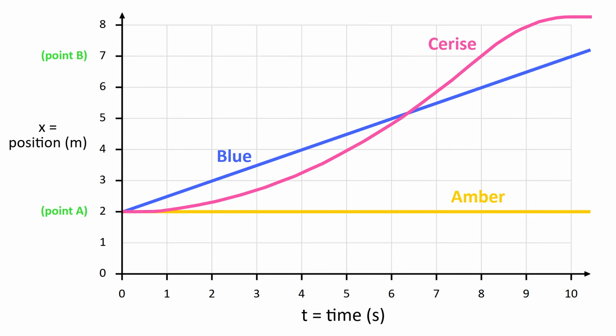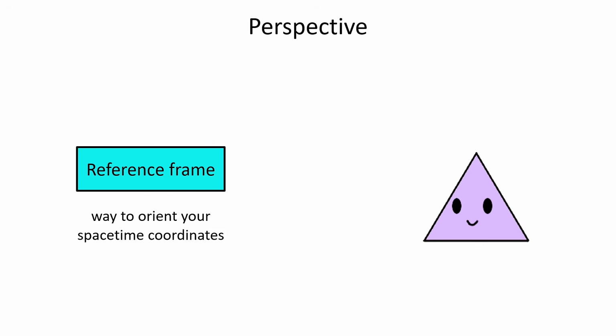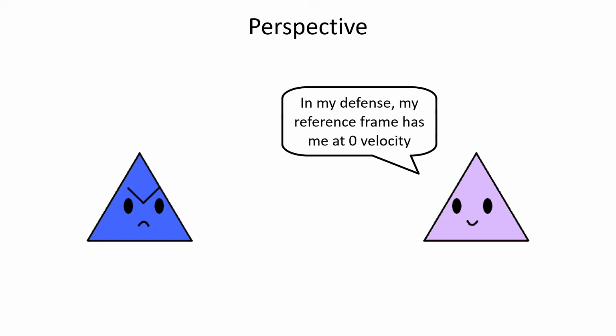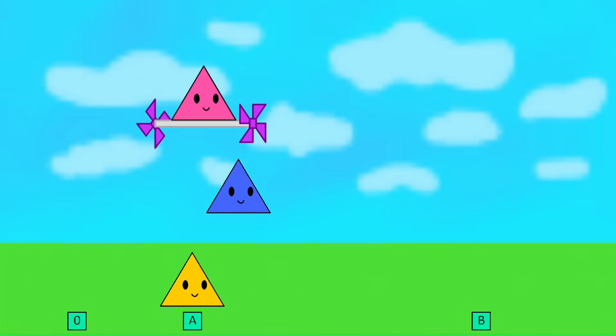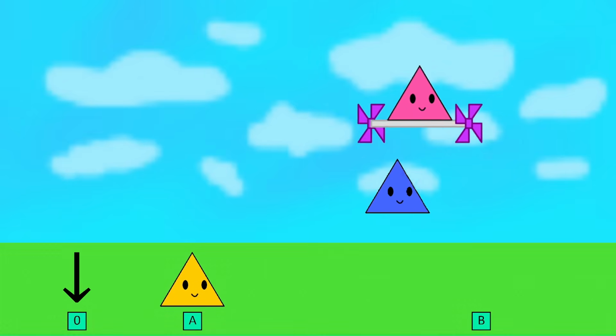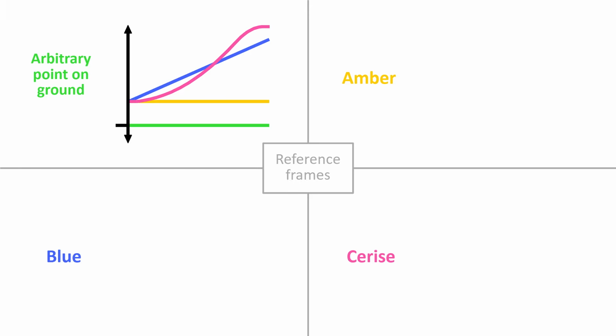This is all pretty normal so far, so how does relativity factor in? Well, relativity is all about perspective. A reference frame is defined as a way to orient your coordinates in space and time, and is essentially just a perspective. The reference frame for a given observer is just the one that has them at position 0 the whole time. The reference frame in which the example was given actually belongs to this arbitrary point on the ground, since that's where position 0 is. But each of the observers, amber, blue, and cerise, will have their own reference frame.